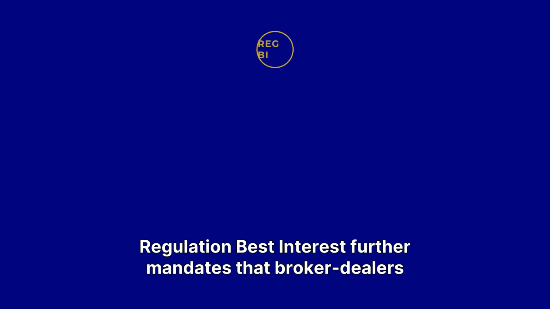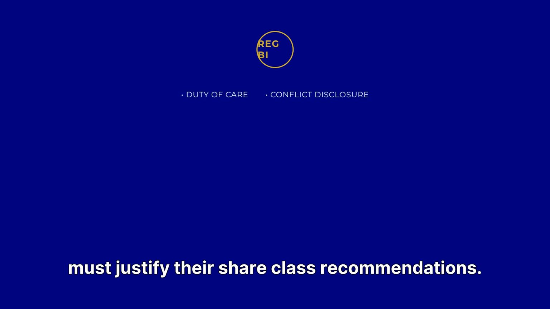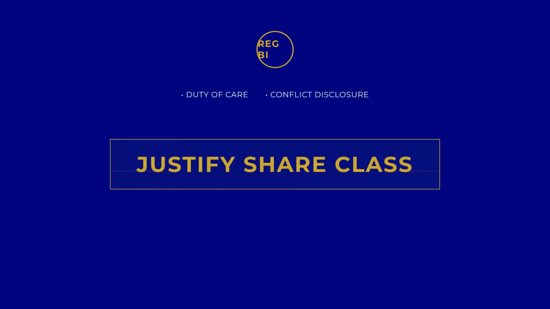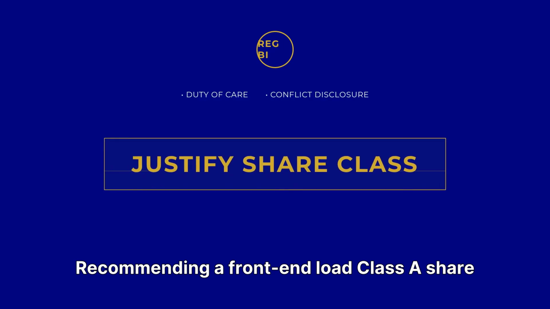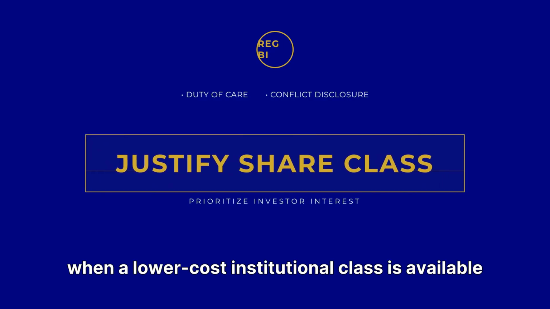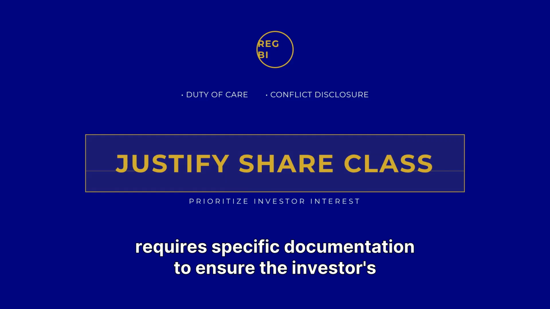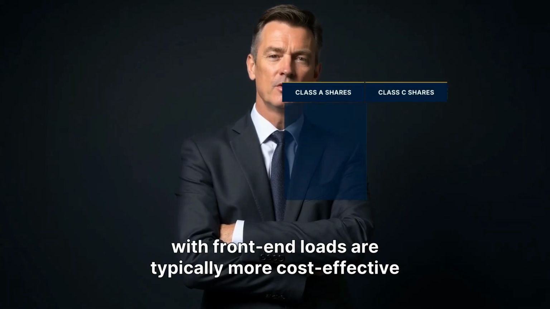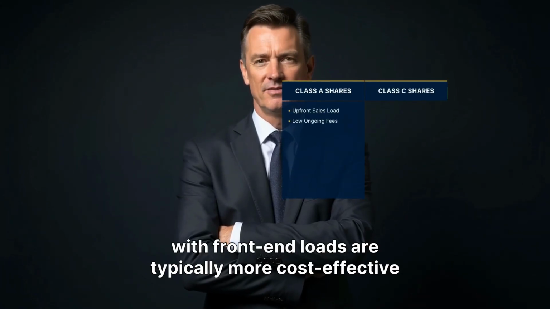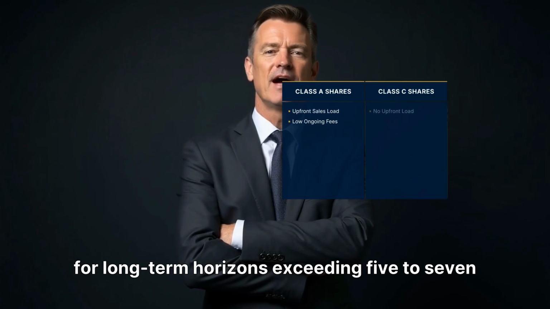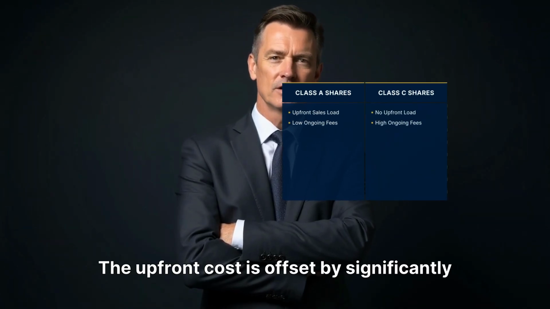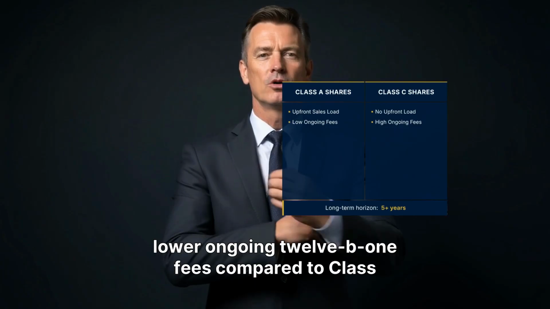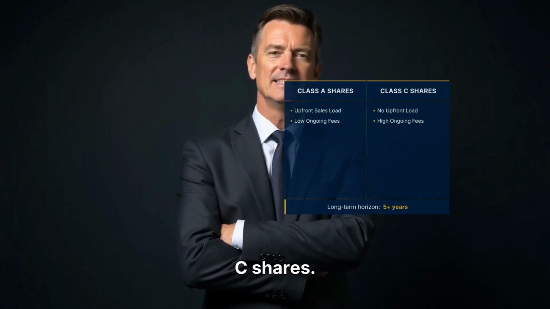Regulation Best Interest further mandates that broker-dealers must justify their share class recommendations. Recommending a front-end load Class A share when a lower-cost institutional class is available requires specific documentation to ensure the investor's best interest is prioritized. When comparing share classes, Class A shares with front-end loads are typically more cost-effective for long-term horizons exceeding 5 to 7 years. The upfront cost is offset by significantly lower ongoing 12b-1 fees compared to Class C shares.